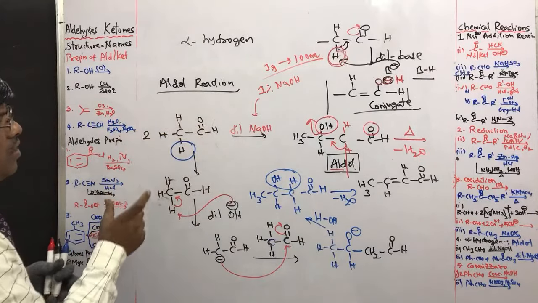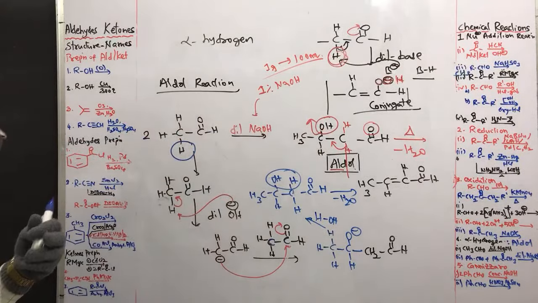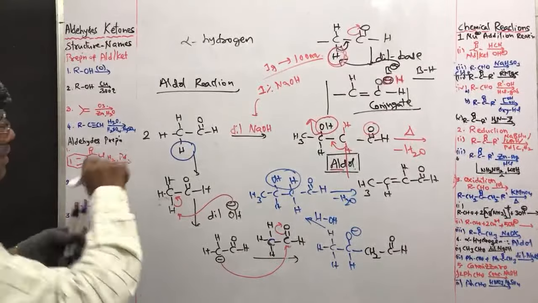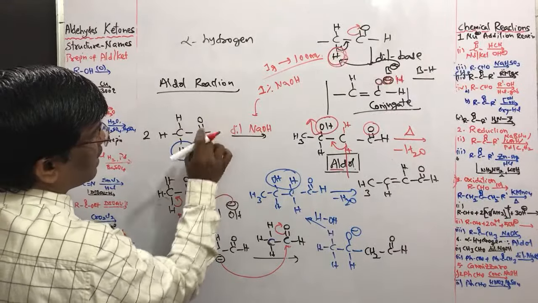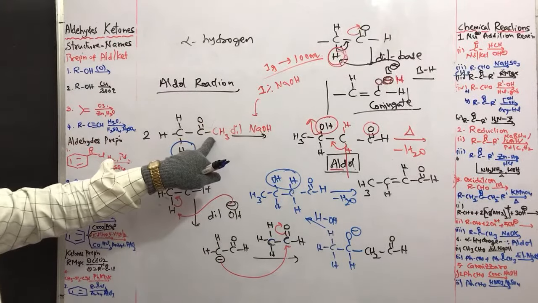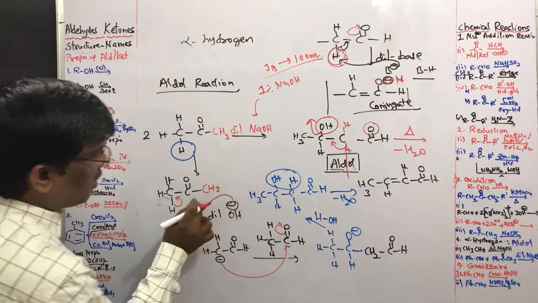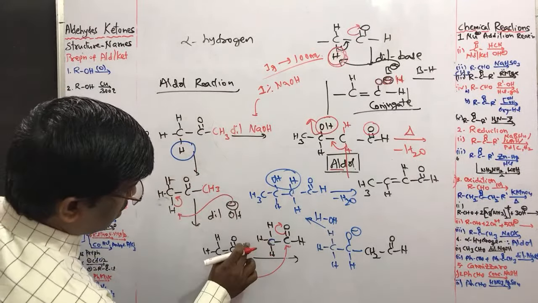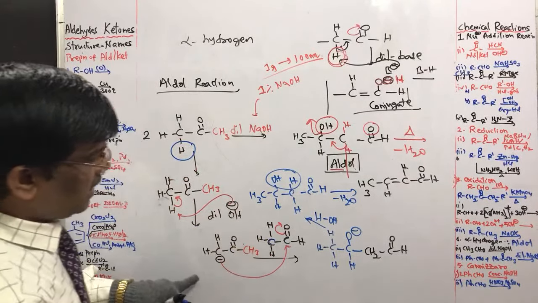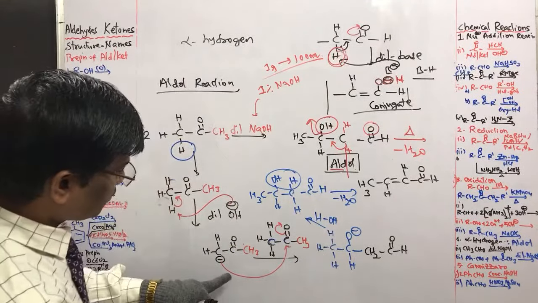Aldol reaction. So if I take a mixture of two different aldehydes, what is going to happen? And here itself, so let me write here, if it is ketone, right? If it is ketone, same thing is going to happen. You can write down like this, same thing, ketone. It is ketone. So add methyl here.